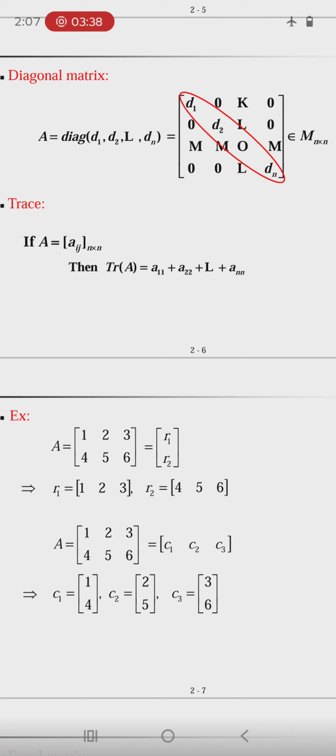Consider R1 and R2. R1 is the first row, with elements 1, 2, 3. R2 is the second row, with elements 4, 5, 6. These are called row matrices. Next, for the same matrix A, consider C1, C2, C3. C1 is the first column, 1, 4. C2 is the second column, 2, 5. C3 is the third column, 3, 6. These are called column matrices.